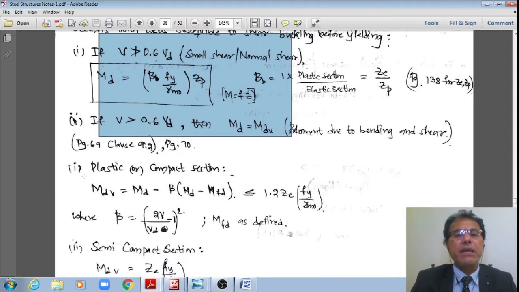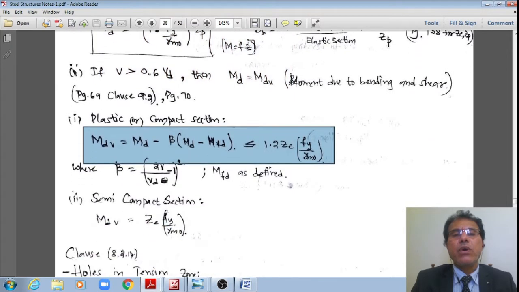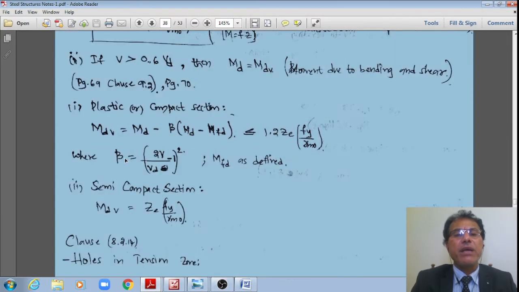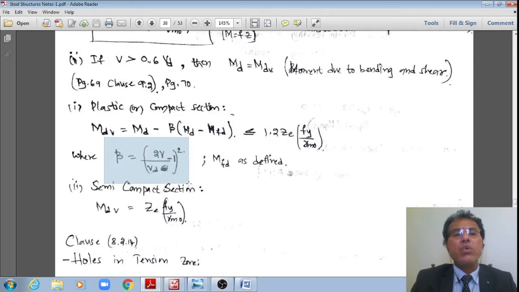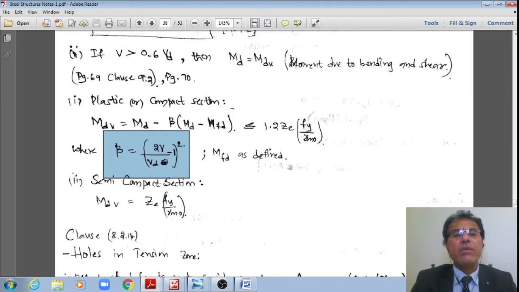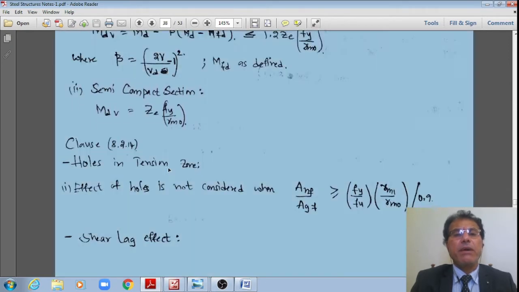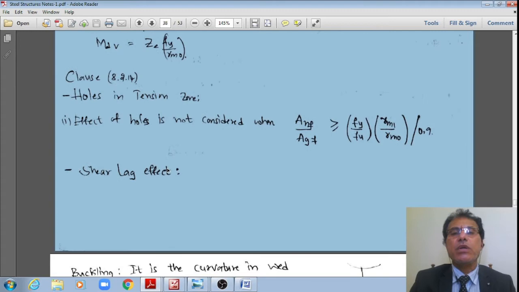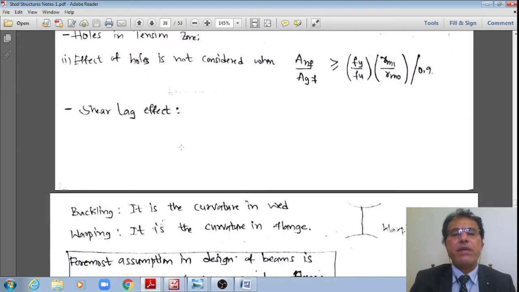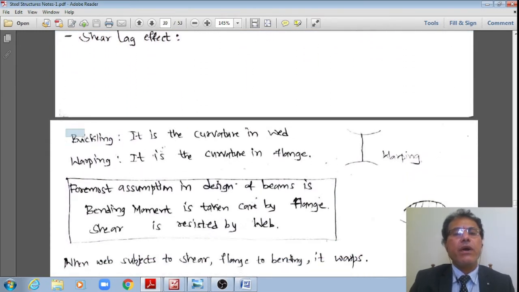Just now we have examined that Mdv is equal to Md minus beta multiplied by Md minus Mfd, which should be less than or equal to 1.2 Ze Fy divided by gamma m0, where beta is equal to (2V divided by Vd minus 1) whole square. However, this is for the compact section, whereas for the semi-compact section, this is Ze multiplied by Fy divided by gamma m0. The holes in the tension zone also we have examined, and the shear lag effect also we have seen, and we already know what buckling is.